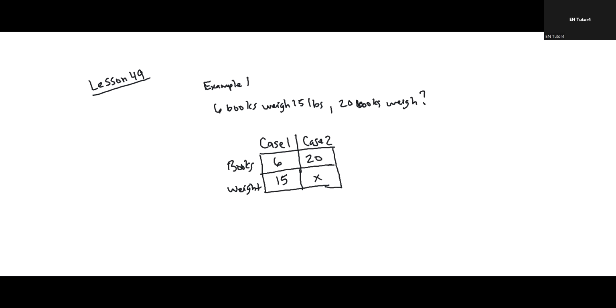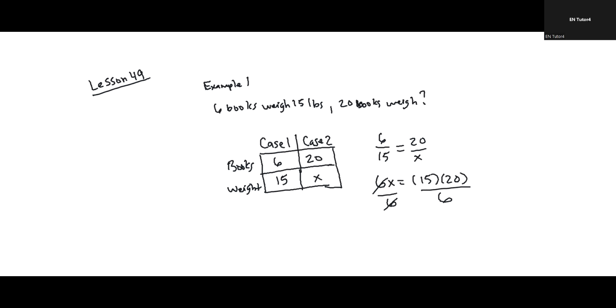Remember, the way that we do this kind of problem is we set up a couple of ratios that are equal to one another. So 6 over 15 equals 20 over x. Once we have that equation, we can simply cross multiply, meaning we multiply the 6 and the x together, and then multiply the 15 and the 20 together. So 6x equals 15 times 20. If we divide both sides by 6, x is equal to 15 times 20 divided by 6.